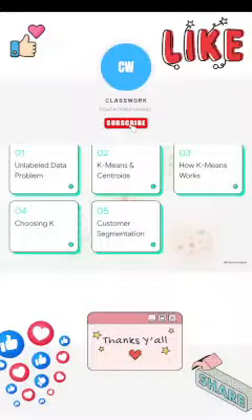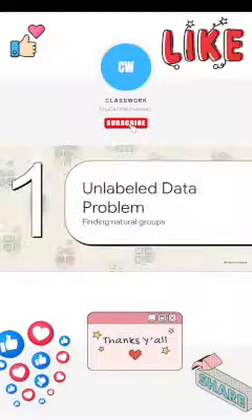So, to solve this mystery today, here's how we're going to break it all down. First, we'll tackle the unlabeled data problem head-on. Then we'll meet our star player, k-means, and its trusty centroids. After that, we'll walk through how the algorithm actually works step by step, figure out how to choose the magic number k, and finally, we'll apply it all to some real-world customer segmentation. All right, let's jump straight into part 1, the unlabeled data problem.